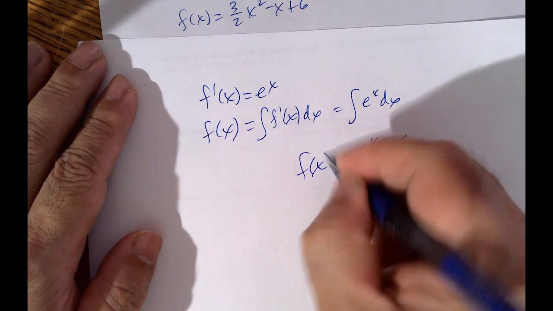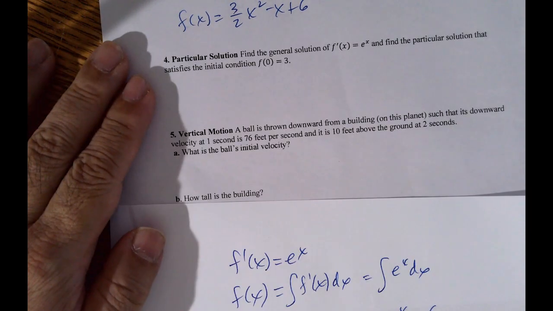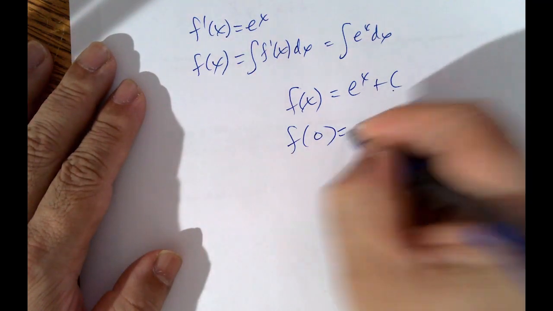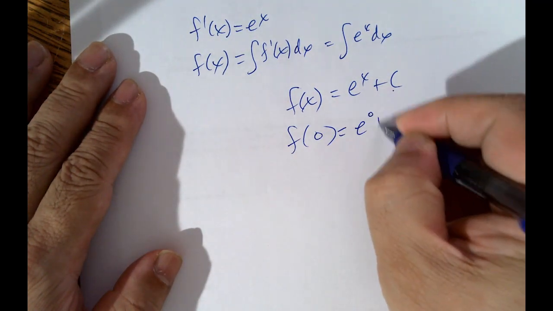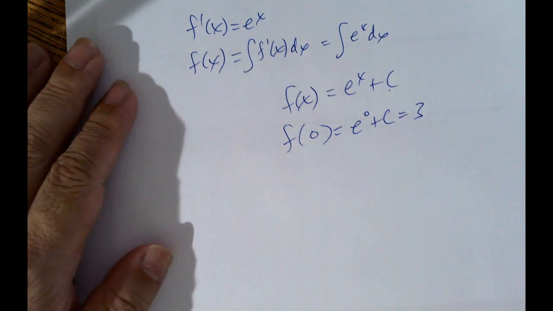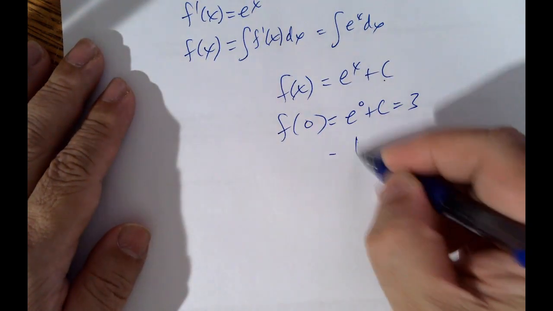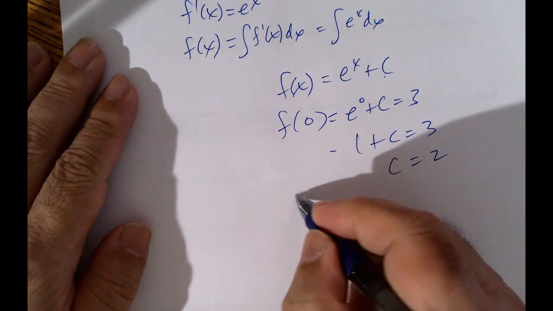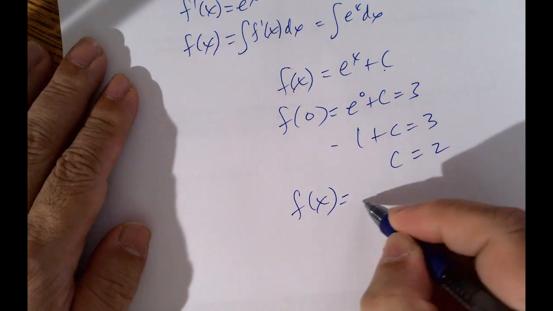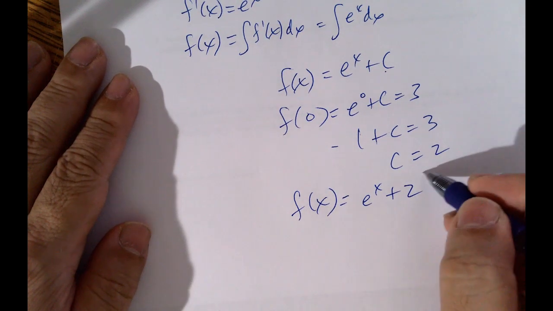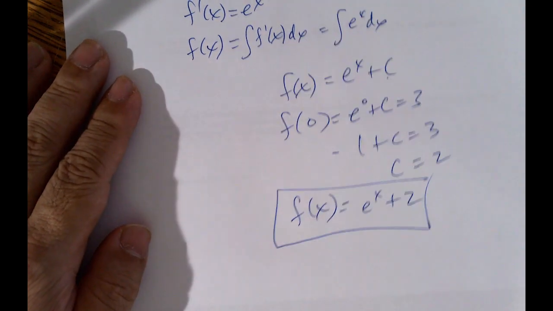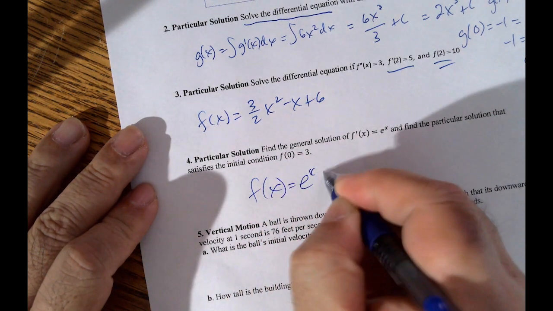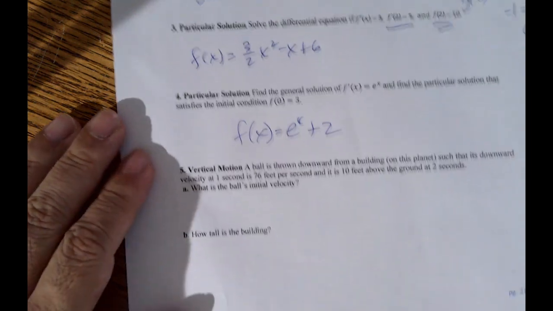Plus c. Now it says the initial condition f of 0 equals 3. So f of 0 equals e to the 0 plus c, and it's got to equal 3. Well, that's 1 plus c equals 3, so c equals 2. So that means f of x equals e to the x plus 2. That's the answer to that one. All right, that's this one.